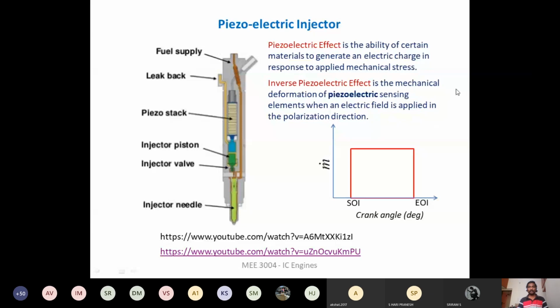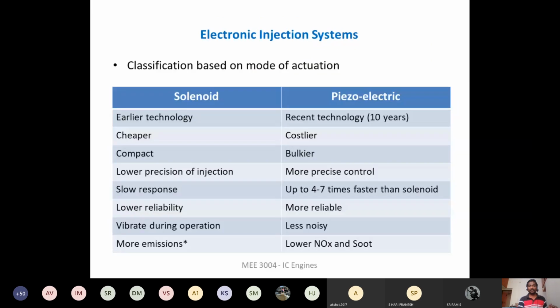So that is about the piezoelectric fuel injector. This is the latest one, right? Compared to the solenoid fuel injector, this is very fast and the response is quick. It is almost 5 to 10 times faster. Okay. So when you compare the difference between the solenoid actuated fuel injector and the piezoelectric actuated fuel injector.